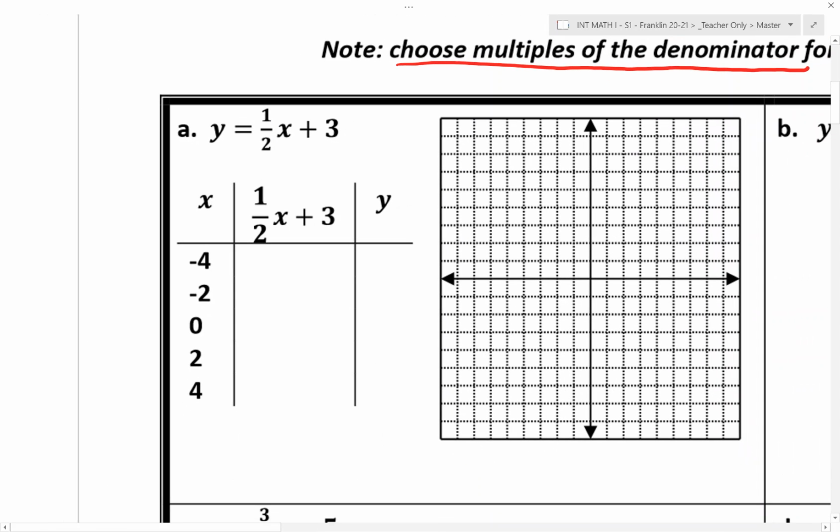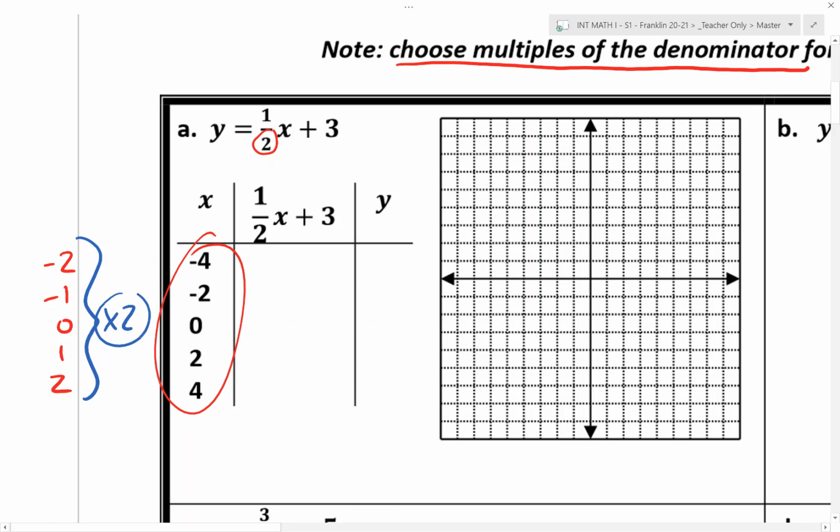So for this first one, we have 1/2 x plus 3. And the fraction here is 1/2. The denominator is 2. So instead of using -2, -1, 0, 1, and 2 for x, we're going to use multiples of 2: -4, -2, 0, 2, and 4. One way you can think about getting these numbers is taking our normal set of numbers and multiplying them all by the denominator. So if we multiply these numbers by 2, we get -4, -2, 0, 2, and 4. Or you can just think, what are the first two multiples of 2? That's 2 and 4, and use those.